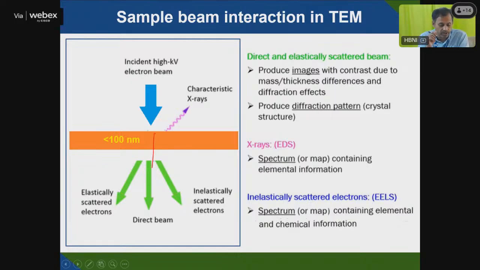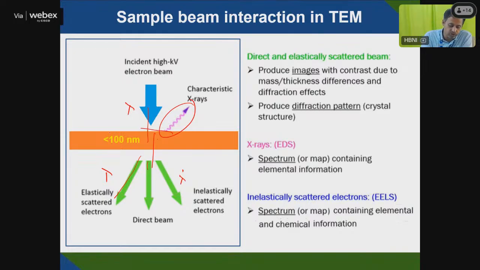You have three phenomena occurring here. Once the electron beam falls on the sample, it is transmitted. One beam can be directly transmitted, another is elastically scattered, where it interacts but there is no energy loss, so the energy h nu here will be the same as there. Another is inelastic scattering, which will have energy h nu dash, so the energy will be different. That means the lambda here and there will be the same in the elastic case, but in the inelastic case it may change slightly. The other is the direct beam. In addition, you can also produce X-rays, similar to SEM.